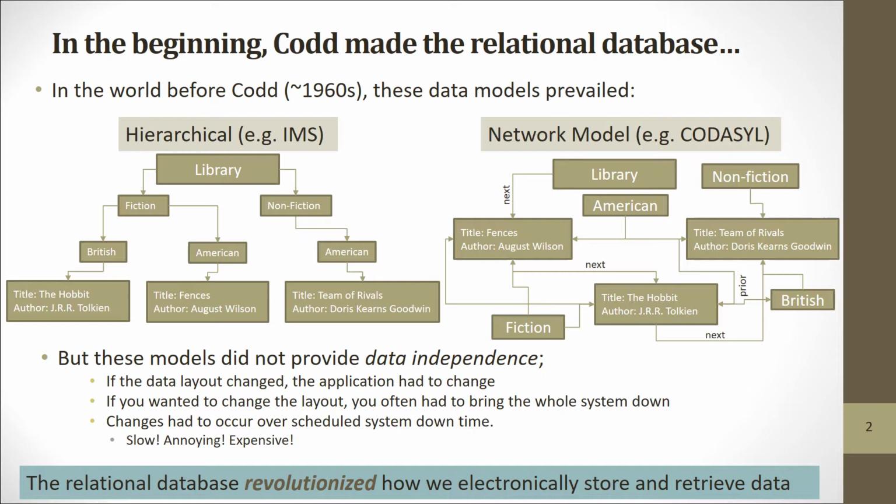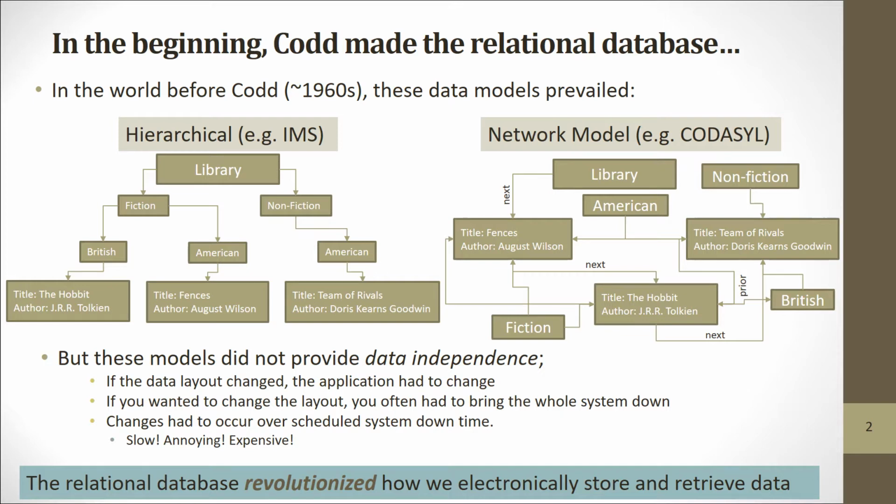For example, suppose the library decided to split one of its existing categories into multiple categories. To make these changes to the data layout, it was often the case that the entire system had to be brought down, which introduced the need for scheduled outages and downtime. This was a major challenge for organizations to manage.